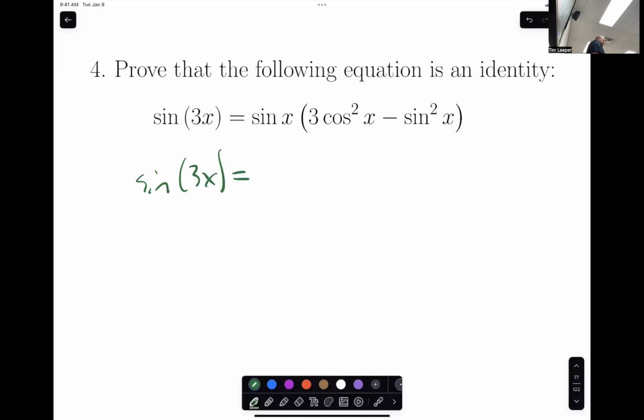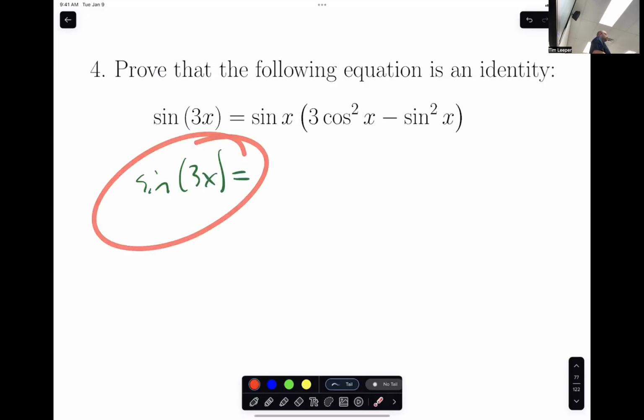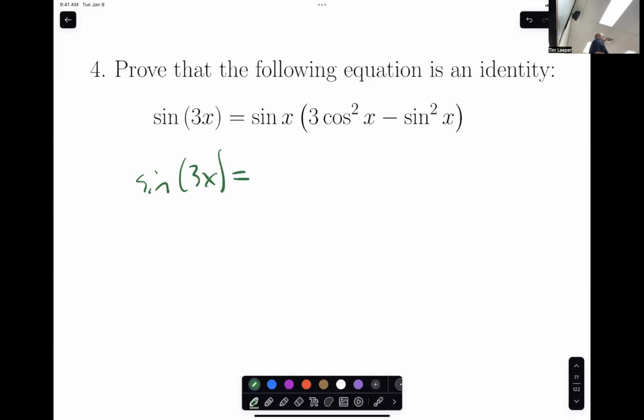Now, the reason I'm beginning there is because if I began over here, would you know where to begin to make it look like the sine of 3x? No. So let's go ahead and begin with the sine of 3x. That's the side we don't really know. Now, the sine of 3x, I can think of this in 2 different ways. It really doesn't matter which way. I can think of that as sine of 2x plus x, or the sine of x plus 2x. It really does not matter which one you choose, because addition has a commutative property, so it doesn't matter which order you put it in.